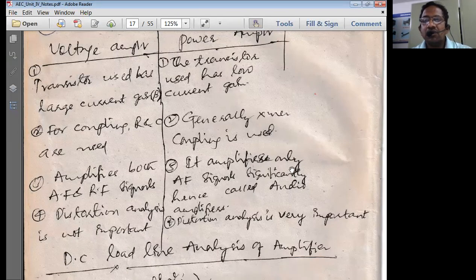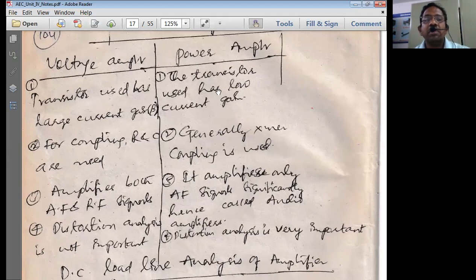We discussed the differences between voltage amplifiers and power amplifiers already. Once again, I just put here some of the differences between the voltage and power amplifiers. In the case of voltage amplifier, the transistor used usually has a large current gain, whereas in power amplifiers, the transistor used usually has a low current gain. That is, the beta value would be somewhat low in a power amplifier in comparison to a voltage amplifier.